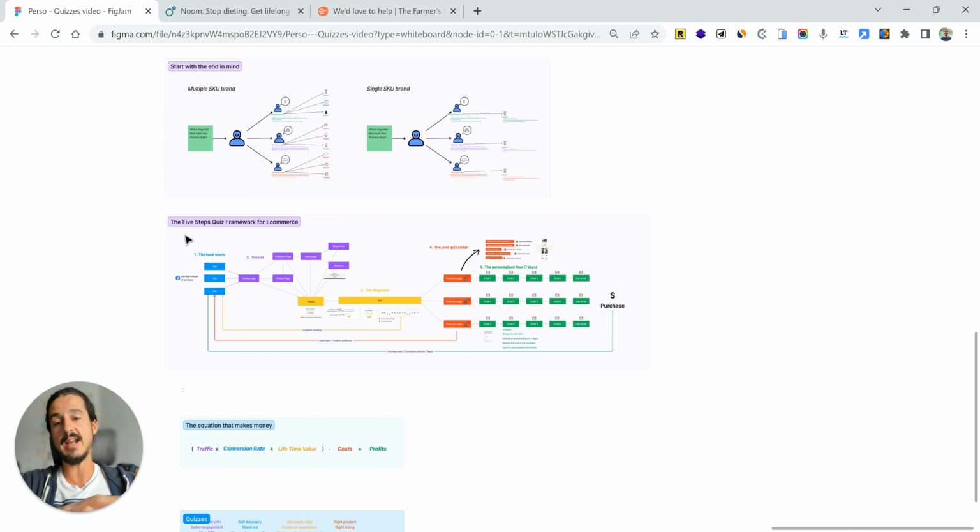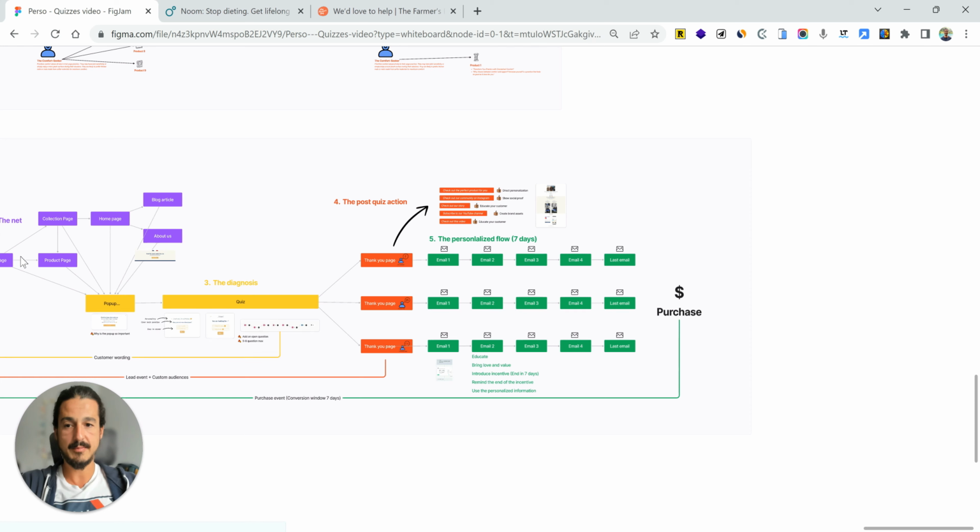So you will have the data, and then later you can find more people like that. But at the end of the day, the recipe for this flow is pretty simple. It should use the personalized content. It should educate, bring love and value, introduce the incentive here, explain that it will end in 7 days, and it should really actually end 7 days after. And in the last email, it should remind them that it is the last moment to make a purchase if they want to get this gift, for example.